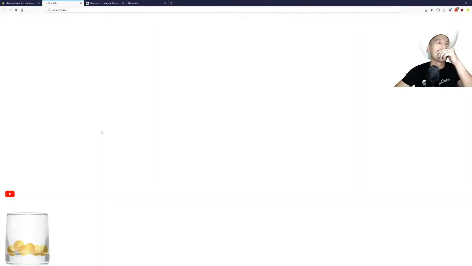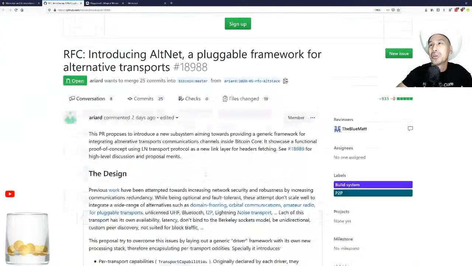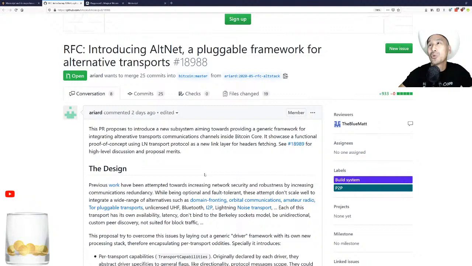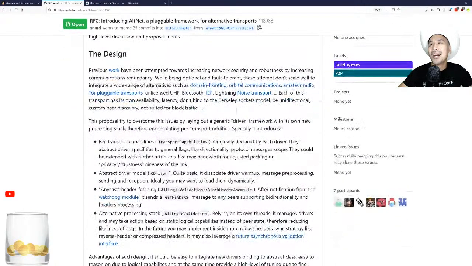All right, so this is an interesting pull request on Bitcoin Core, introducing AltNet, a pluggable framework for alternative transport. Lightning itself is a network, and everyone has a public key, and you can transfer data between Lightning nodes. What this pull request does is it transfers Bitcoin data over the Lightning network. So instead of using the normal network transport using TCP/IP, you're using the Lightning network communication channels to transfer Bitcoin data. So it's kind of like Inception. It's Lightning riding on top of Bitcoin, but with Bitcoin data being transferred over Lightning.